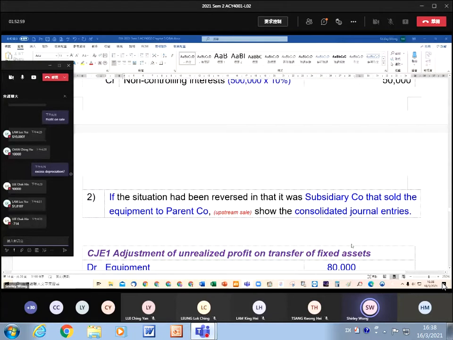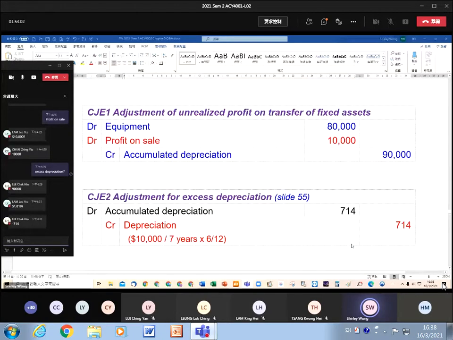So let me show you. CJE 1 and 2 will be exactly the same, because whether it is upstream or downstream, the entry will be the same. But for CJE number 3, it will be different. So I give you 2 minutes for you to calculate and then prepare CJE 3, because this time it is an upstream sales. So think about how it will affect the profits of the subsidiaries and then share to the NCI.